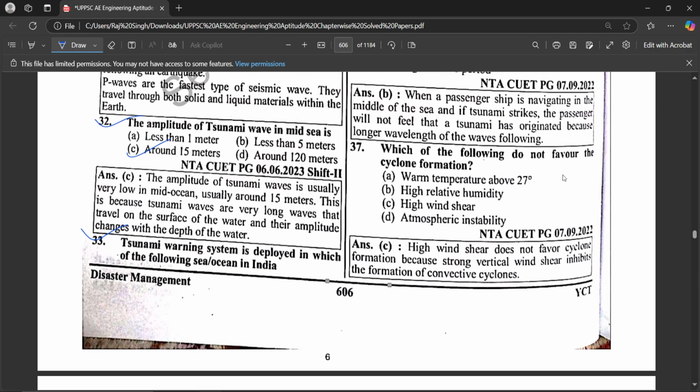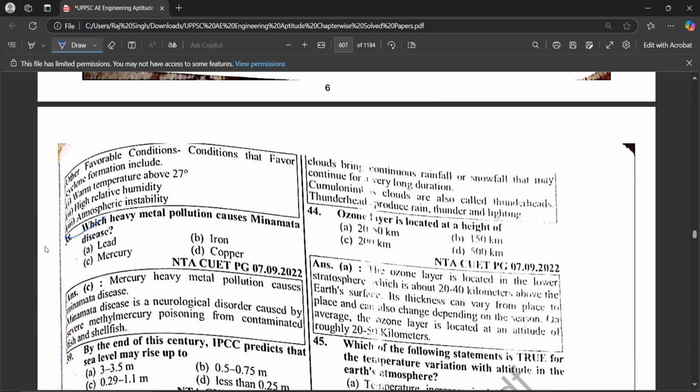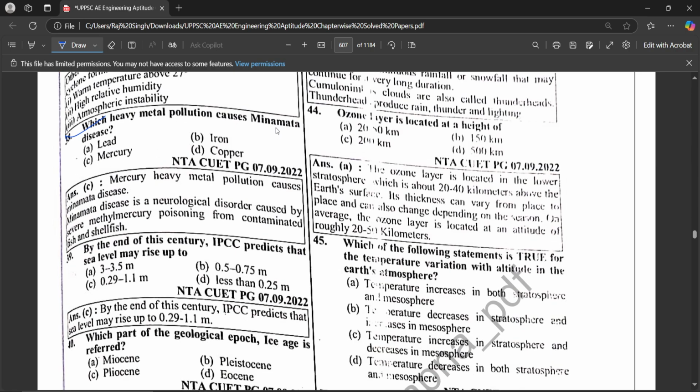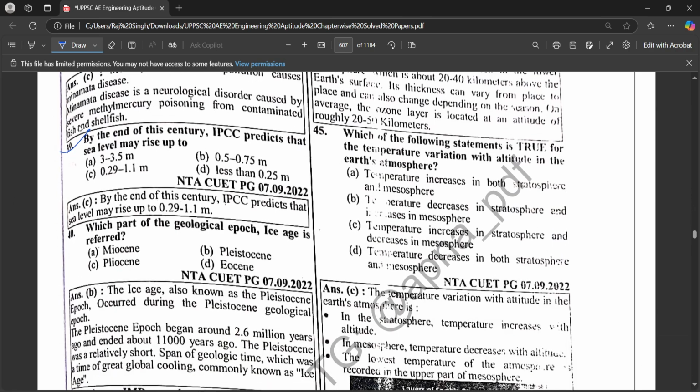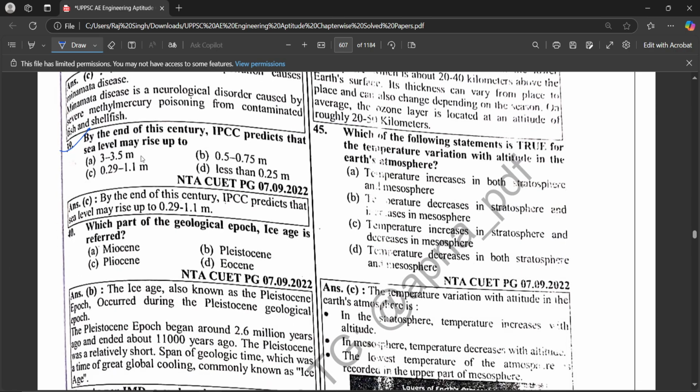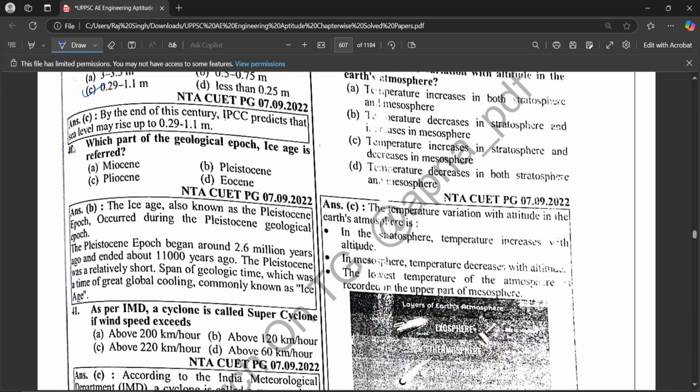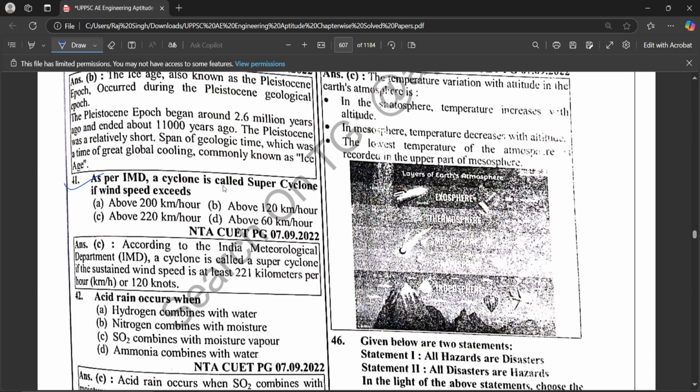Which of the following does not favor cyclone formation? High wind shear. Which heavy metal pollution causes Minamata disease? Mercury. By the end of the century, the IPCC predicts that sea level may rise by 0.29 to 1.1 meters. Which geological epoch refers to the ice age? The Pleistocene. As per IMD, a cyclone is called a super cyclone if the wind exceeds 220 km per hour.